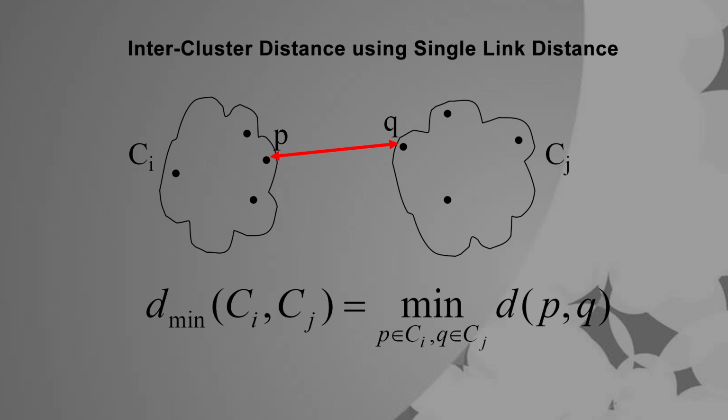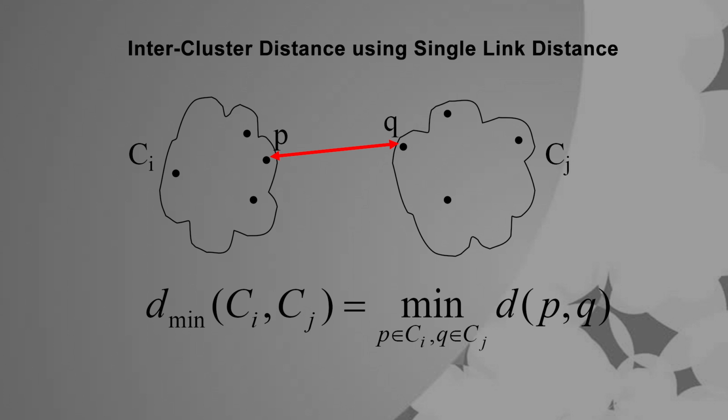Now, please look at this visual. 2 points, namely P in cluster Ci and Q in cluster Cj. Now, these 2 points, if I pick from the two clusters, they are the closest when compared to the distance between any other 2 points between the cluster Ci and Cj. So, I take this to be my single link distance.